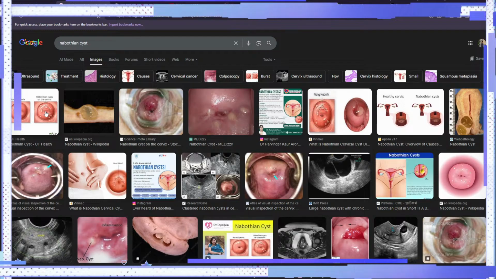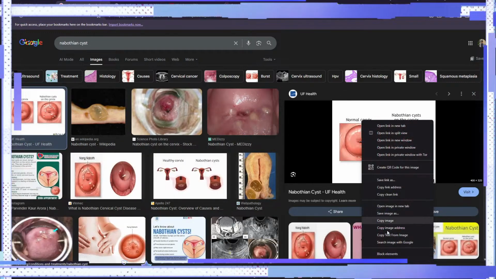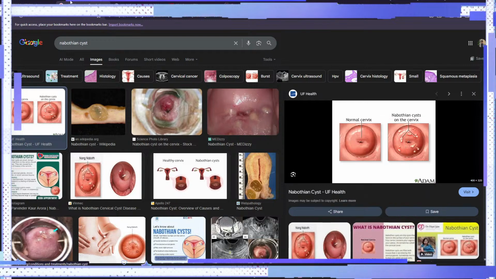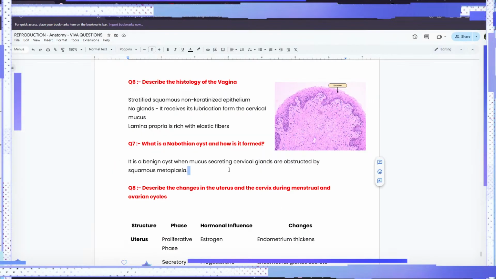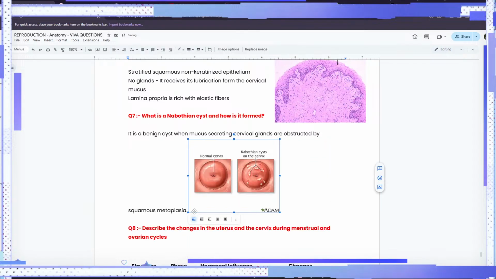Hmm. Interesting. Yeah, why not? Why not just have this image? Perfect. Good stuff. Smash it there. No one needs to know.